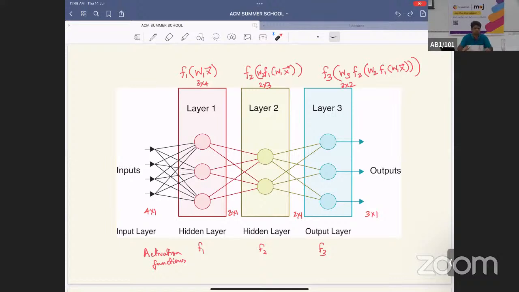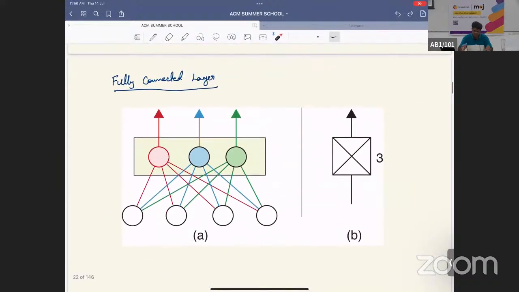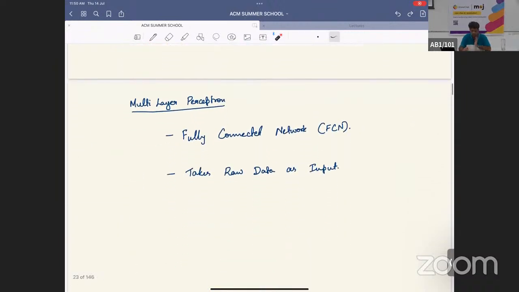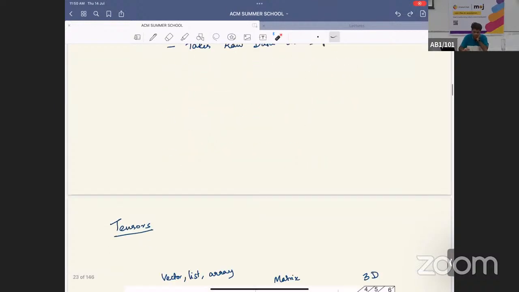Yeah, so that we will see. So many of them are not... this is a very complicated representation, right? So what we are going to do is represent one fully connected layer of a multilayer perceptron like this. If it is a cross, that indicates that it is fully connected, and 3 indicates the number of neurons in that layer. This is a shorthand representation we are going to use. To summarize, a multilayer perceptron is a fully connected network that takes raw data as input and makes a prediction.